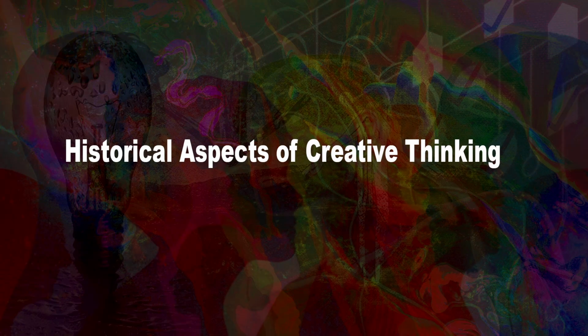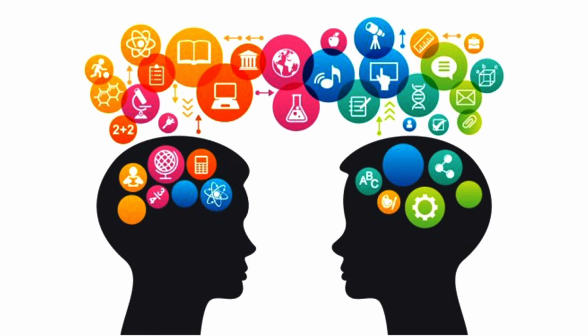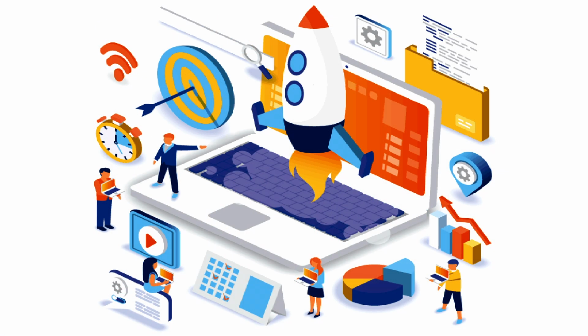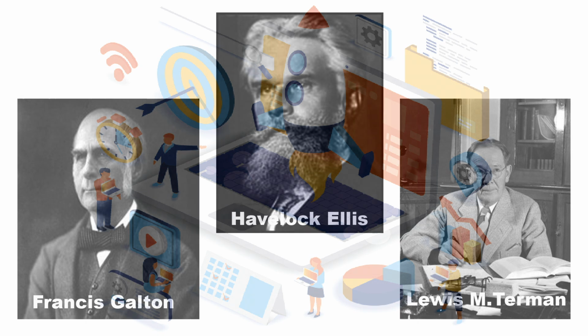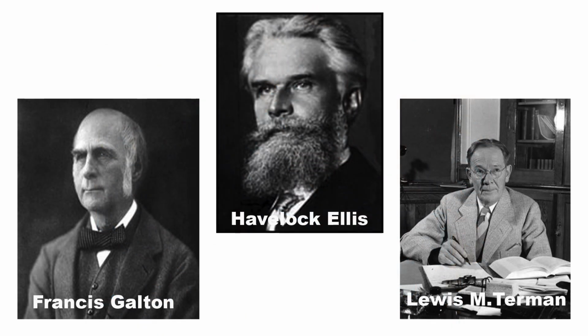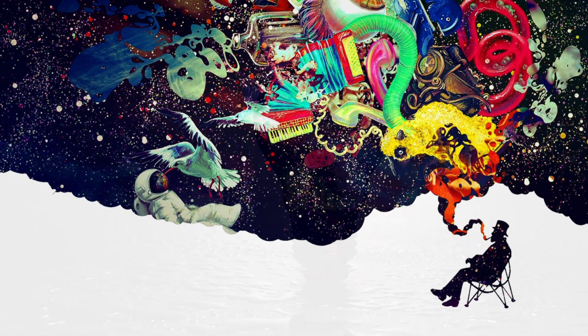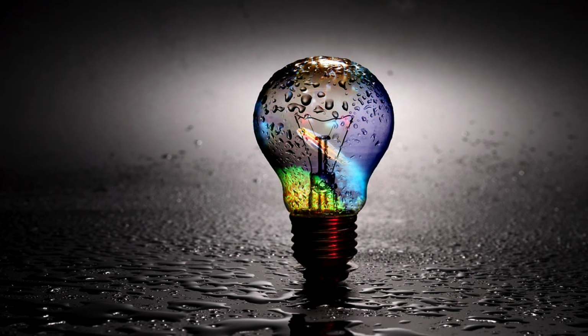Now, historical aspects of creative thinking. In the beginning stages of psychology, the concern was mainly related to understanding the creative behavior of very eminent creative personalities. Sir Francis Galton, Havelock Ellis and Lewis M. Terman undertook an analysis of biographies and life patterns of great men and women of genius. They concluded that creative thinking was a specialized and exclusive ability, mostly inherited.